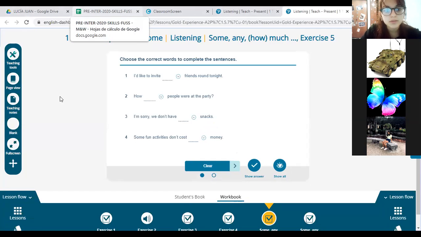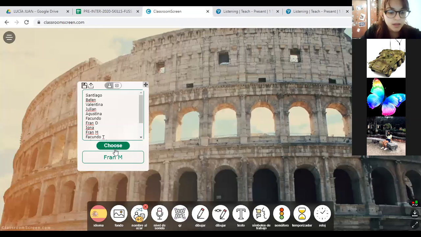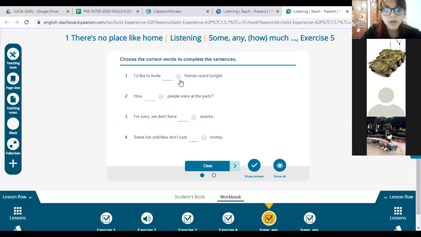What page, miss? 10. Fran, no sé por qué te elige todo el tiempo. Santi. Ah, sí, ya. Bueno.